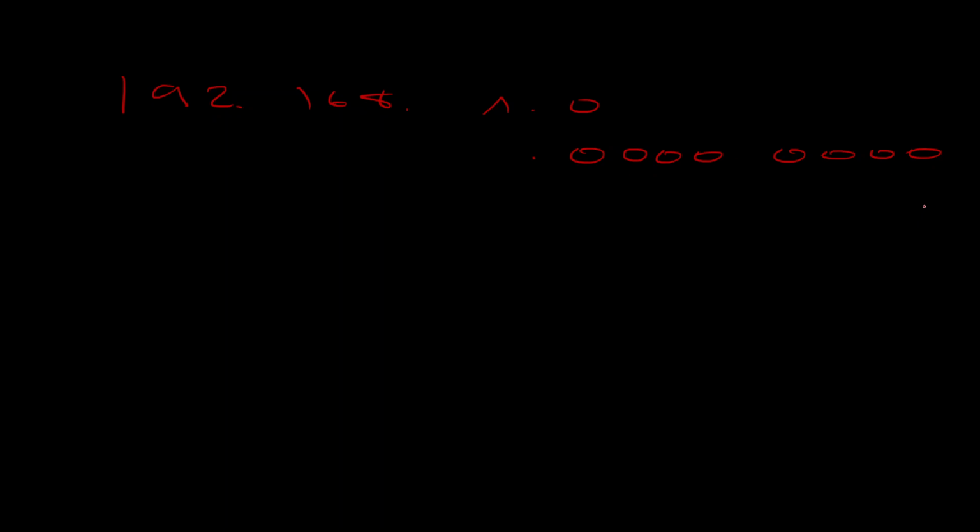Here we go. 2 to the power of 0 equals 1. 2 to the power of 1 equals 2. 2 to the power of 2 equals 4. 2 to the power of 3 equals 8. 2 to the power of 4 equals 16. 2 to the power of 5 equals 32. And 2 to the power of 6, 64. And 2 to the power of 7 is 128.